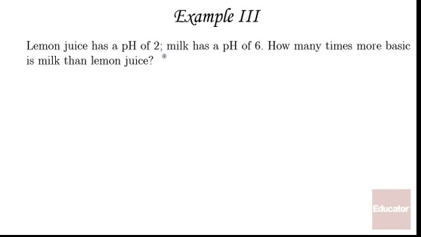Lemon juice has a pH of 2. Milk has a pH of 6. How many times more basic is milk than lemon juice? Okay, so a pH of 6, that's milk. So we could say 6, 5, 4, 3, 2. And over here at a pH of 2 is lemon juice.